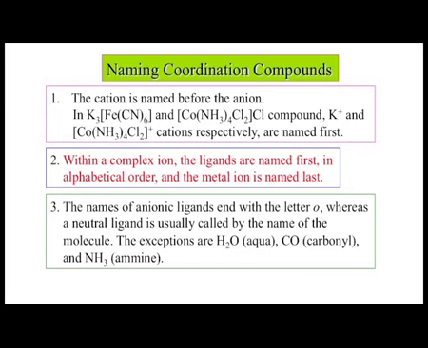Similarly, when amine groups are present in the [Co(NH3)6]3+ cationic part, we know that it is the hexaamine cobalt 3 complex part. Similarly, the carbonyl ligand is also named carbonyl, as in the corresponding [Ni(CO)4]. So, it is a tetracarbonyl compound, tetracarbonyl nickel 0.